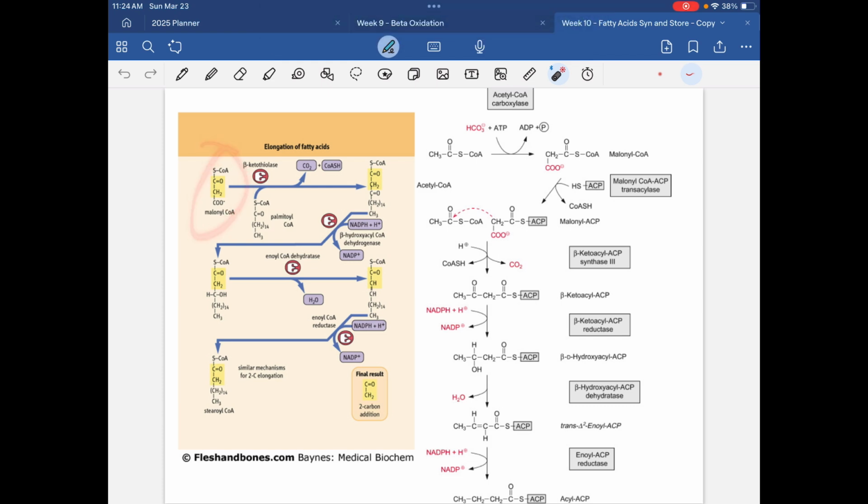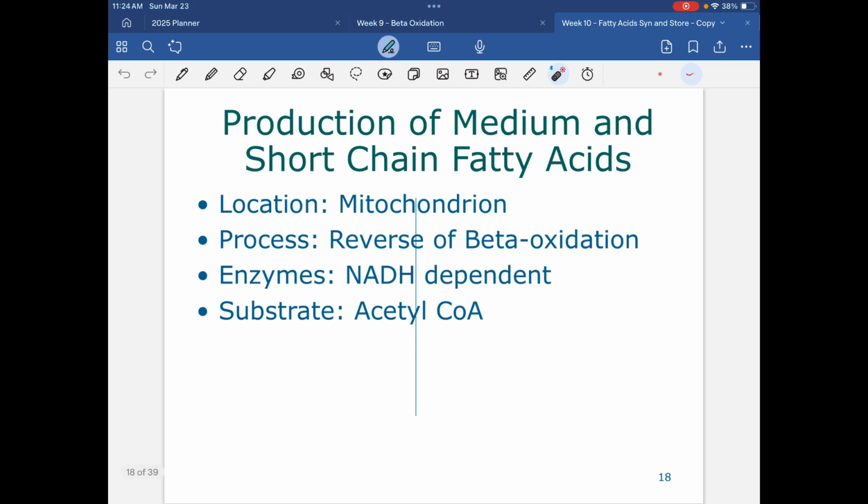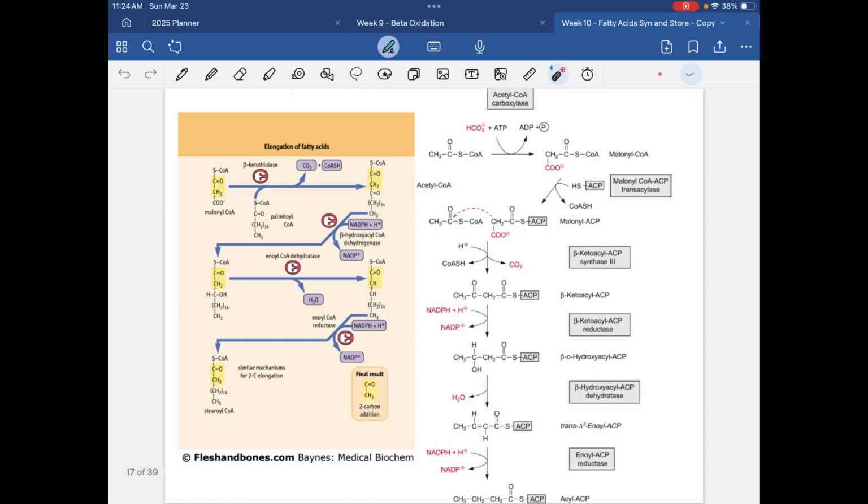So we're taking our original palmitoyl-CoA, adding a malonyl-CoA, and we're essentially adding 2 new carbons to it to make it a little bit longer. So we went from palmitoyl-CoA to stearoyl-CoA. And that's the same thing that they're showing here. Same enzymes, just a different format. So that was how we make long-chain fatty acids.